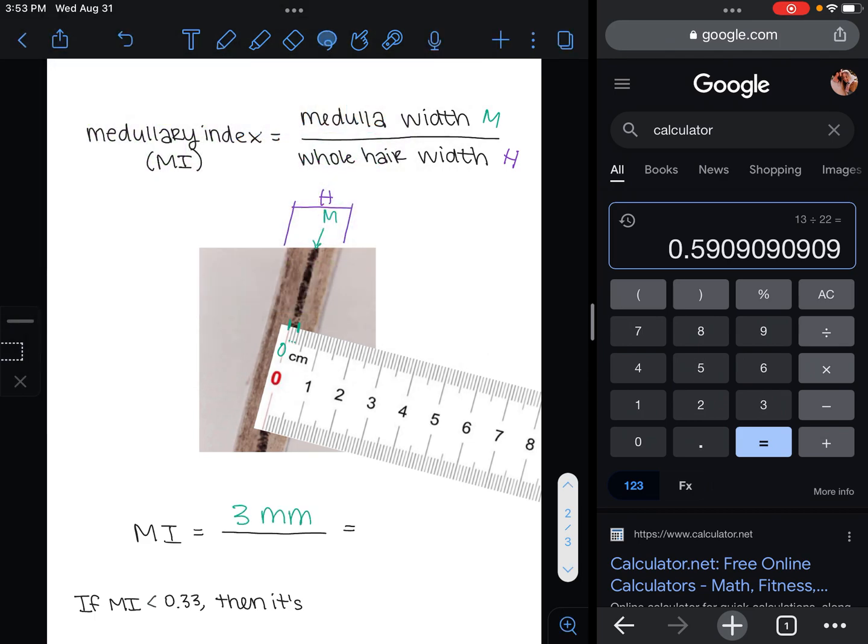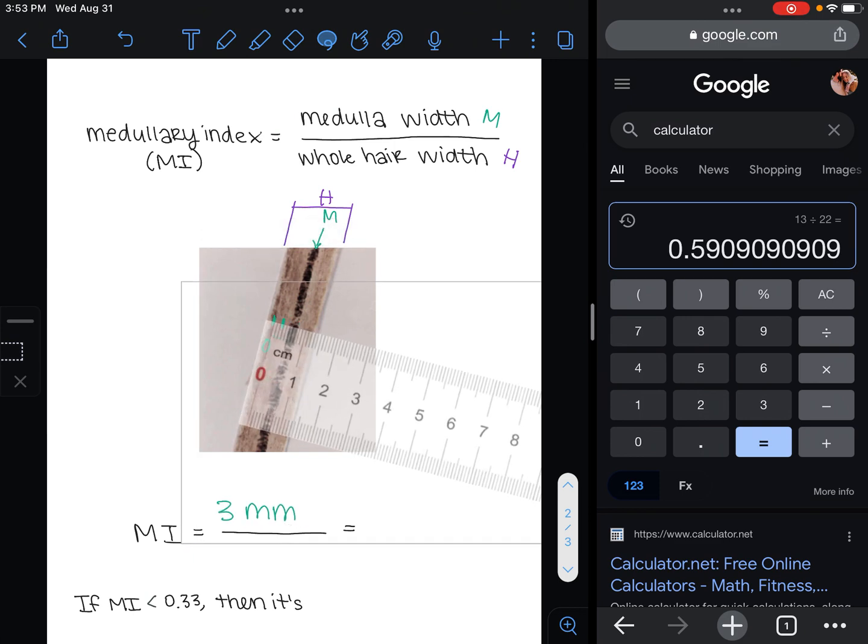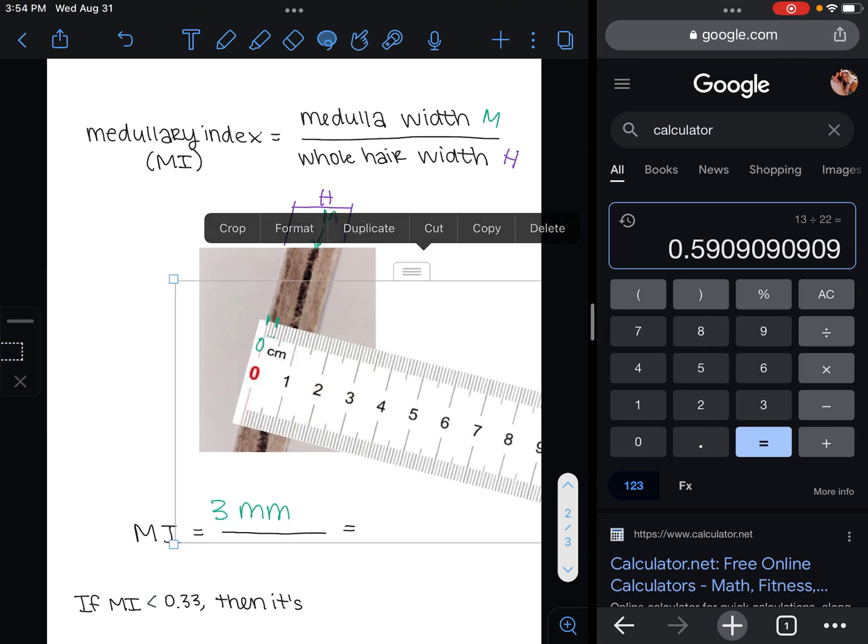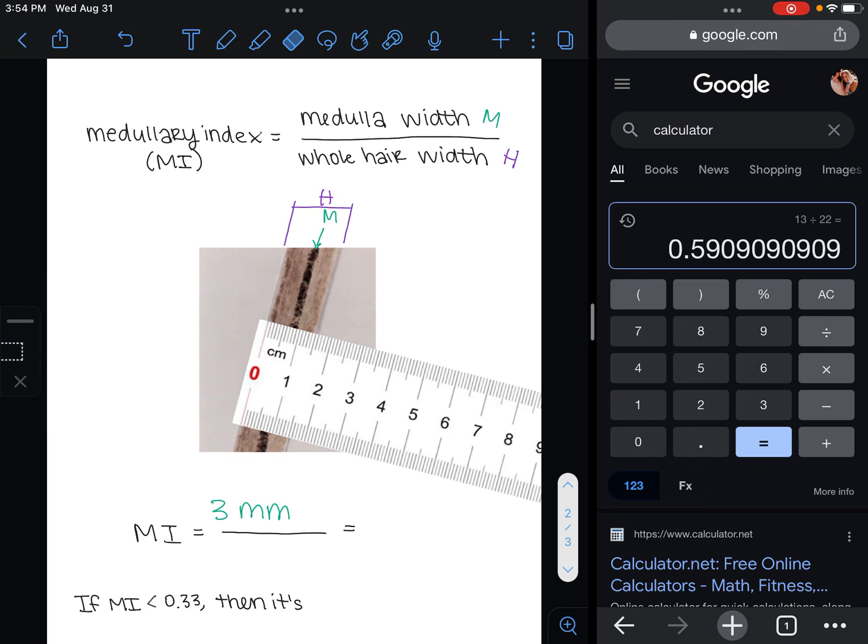And then let's do the whole hair. Shift this thing over. And measure from the width of the hair to the other width of the hair and count over 0, 5, 10, 15 plus 1 more will give me 16 millimeters. So in my calculator, I'll do 3 divided by 16, which gives us, if we round to the hundredths, 0.19.